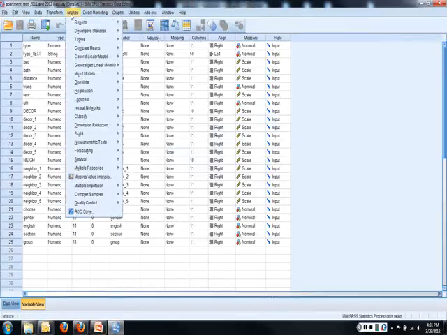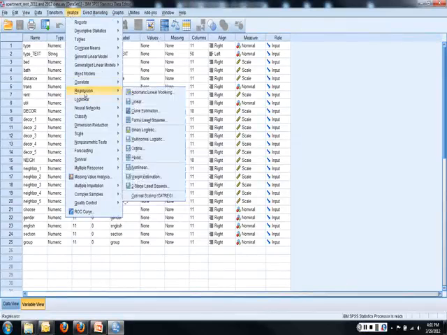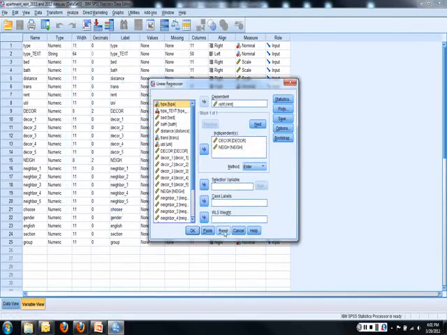So let's try another model. Again, you analyze, regression, linear. I'm going to reset to take those other variables out. Put rent back in.